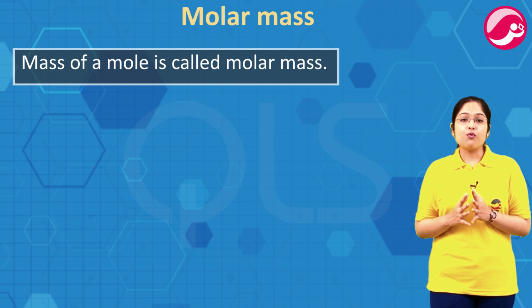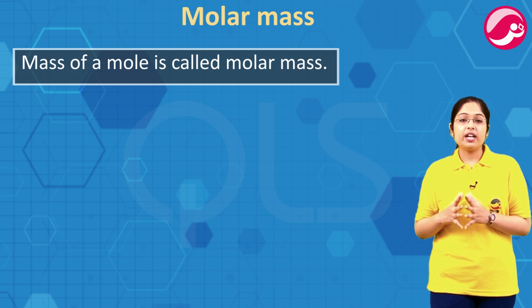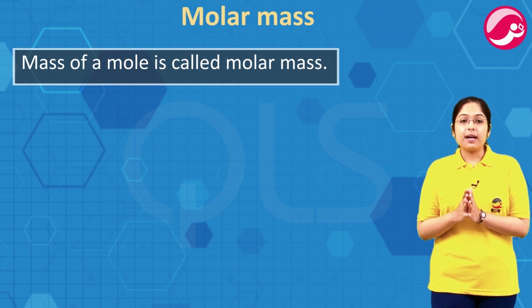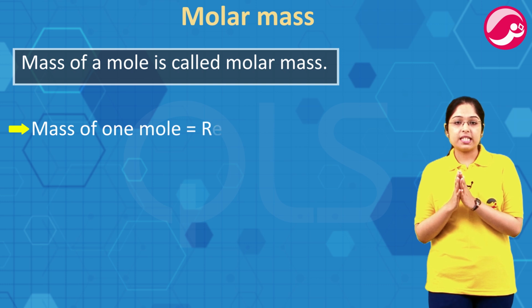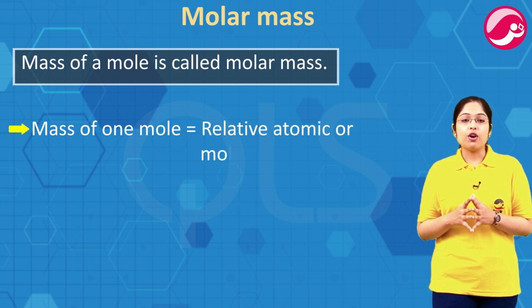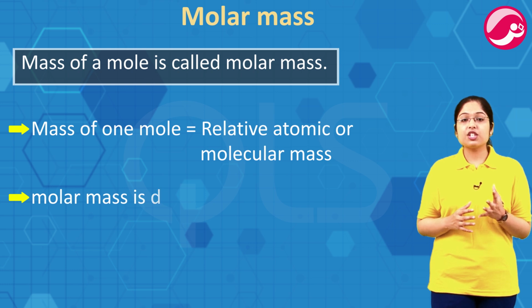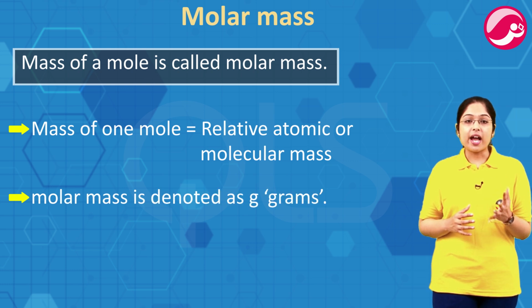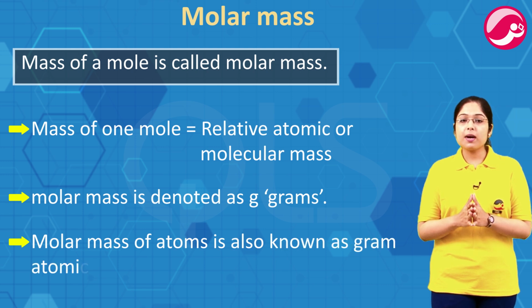The mass of 1 mole of a substance is equal to its relative atomic or relative molecular mass, but in grams. Mass of 1 mole is equal to relative atomic or molecular mass. Atomic and molecular masses are represented as atomic mass unit, U, but molar mass is denoted as G, grams. Molar mass of atoms is also known as gram atomic mass.